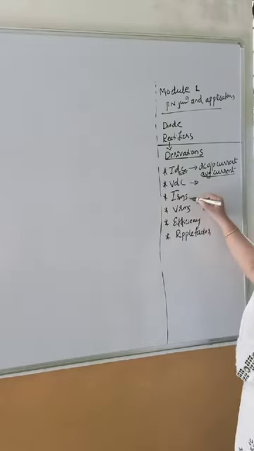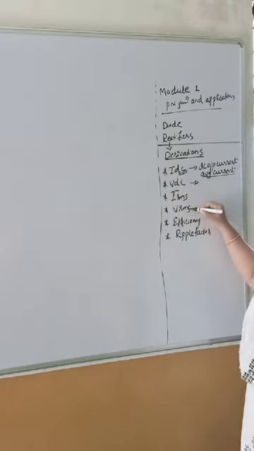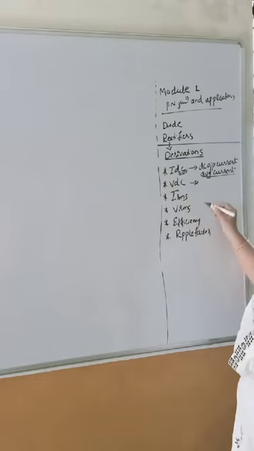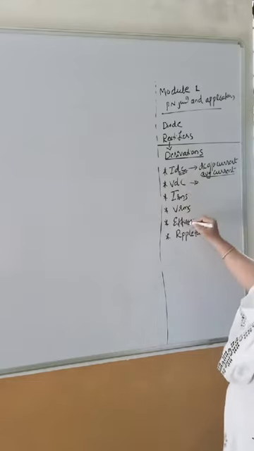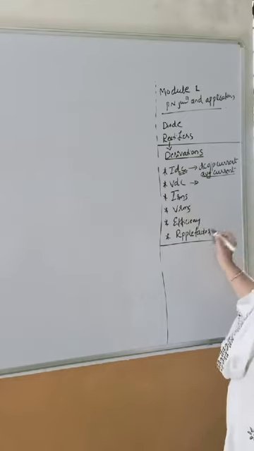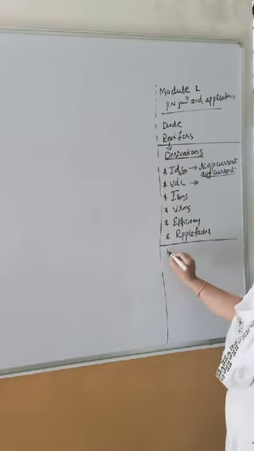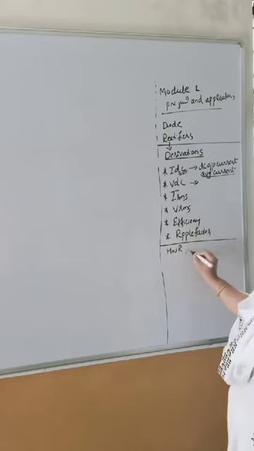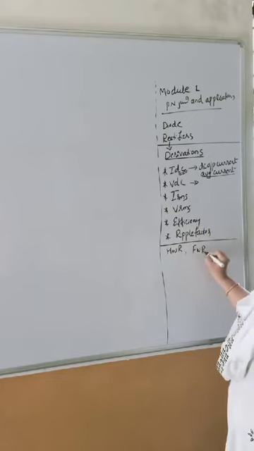This is the RMS value of a current. This is the RMS value of a voltage. This is efficiency and ripple factor. We have to derive all these for both types of rectifiers, that is, for the half wave rectifier and also for the full wave rectifier.